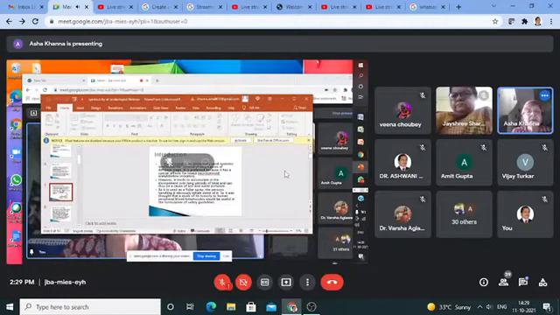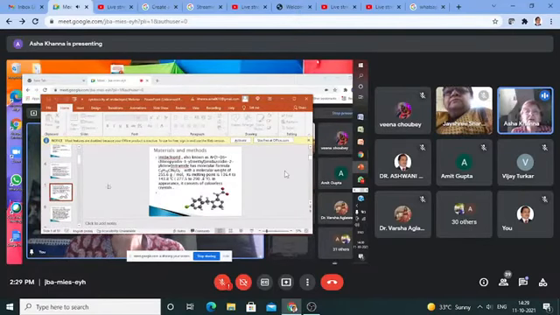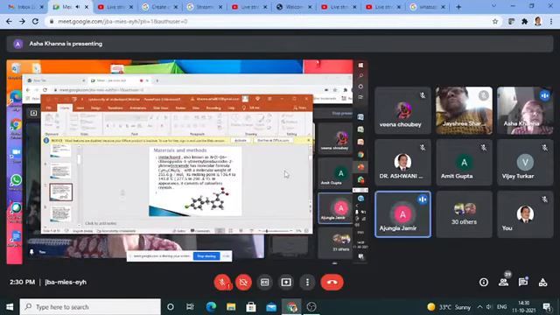Okay. Then imidacloprid, this is the chemical structure of imidacloprid, and this is its chemical name. The molecular formula is C9H10ClN5O2, and the molecular weight is 255.6 gram per mole. Okay.